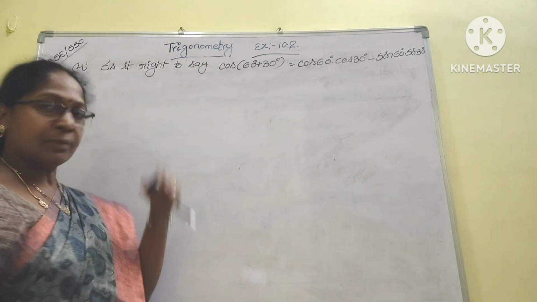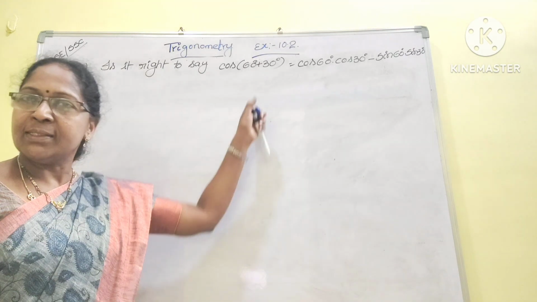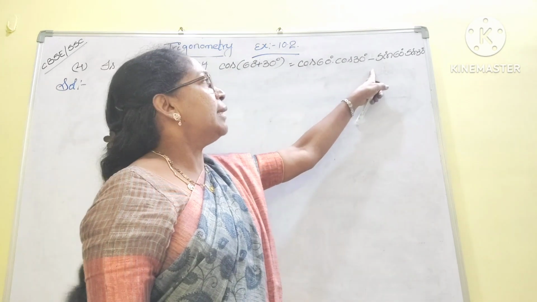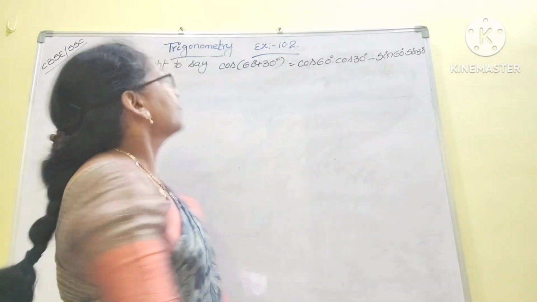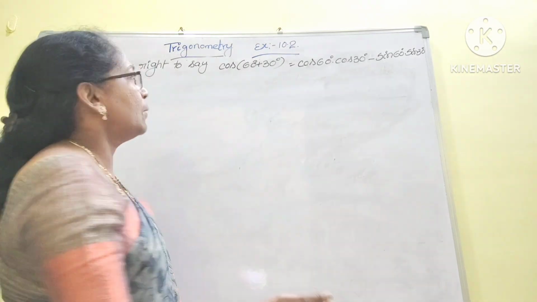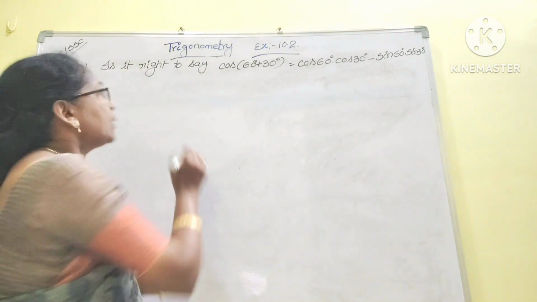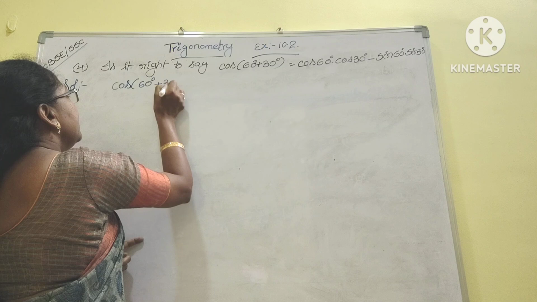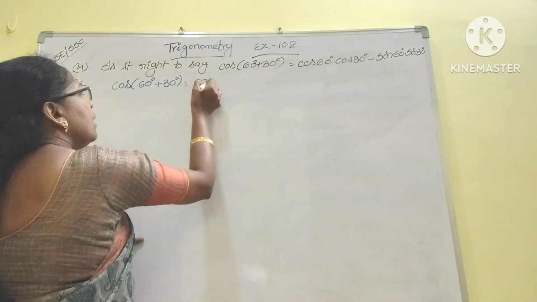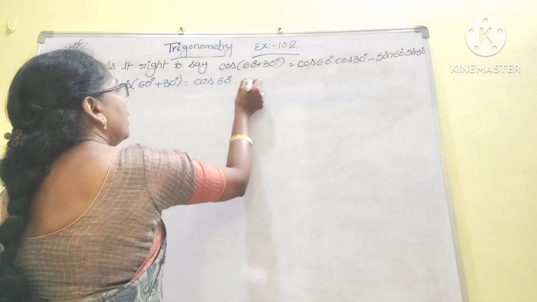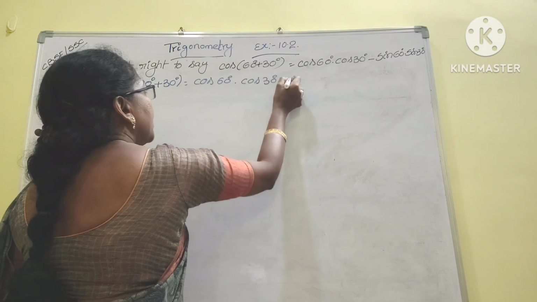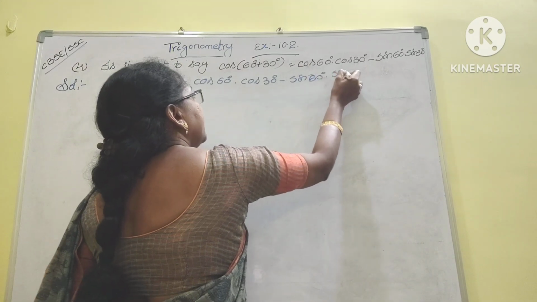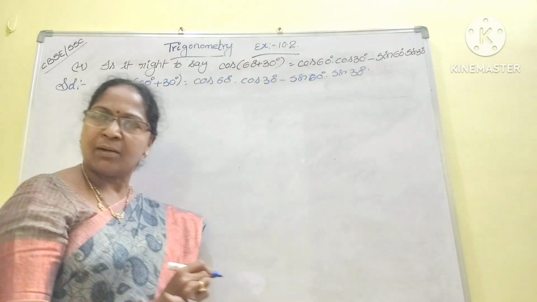Next question. Is it right to say cos(60 degrees + 30 degrees) equal to cos 60 into cos 30 minus sin 60 into sin 30 degrees? Now, you have to check it. Later we can conclude. Now here, what is the given question? Cos(60 degrees + 30 degrees) equal to cos 60 degrees into cos 30 degrees minus sin 60 degrees into sin 30 degrees. Is it right or not? We have to check it.